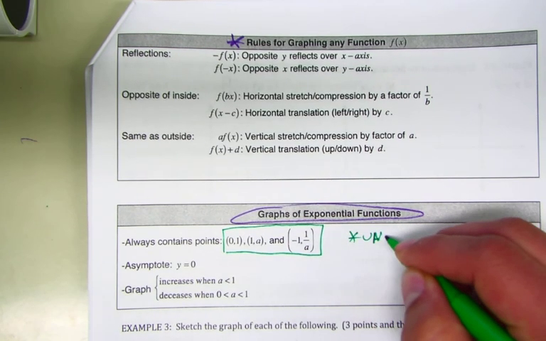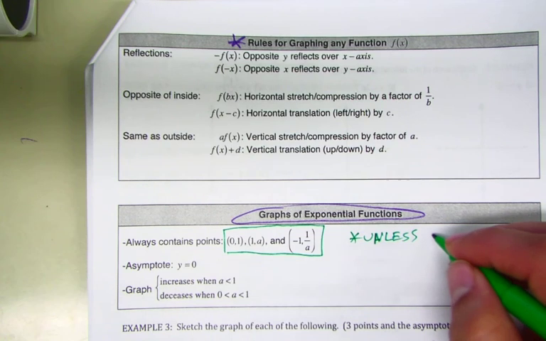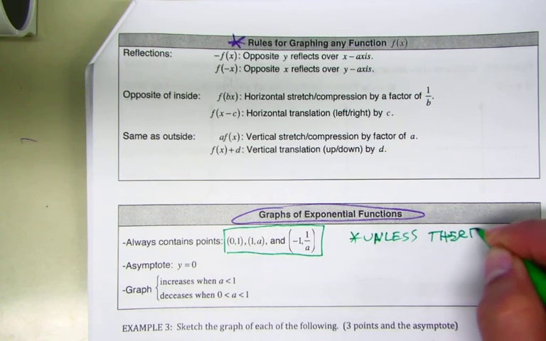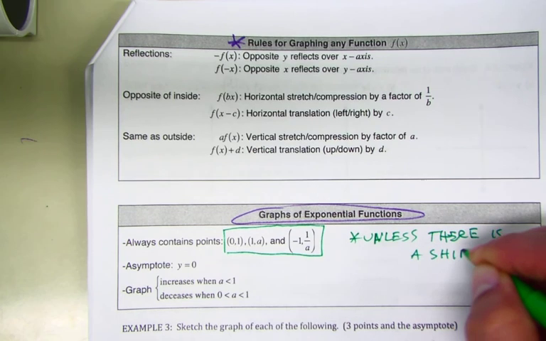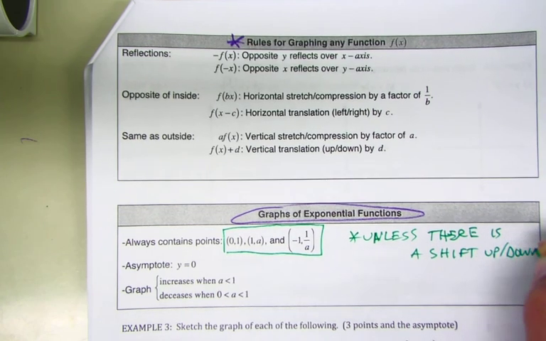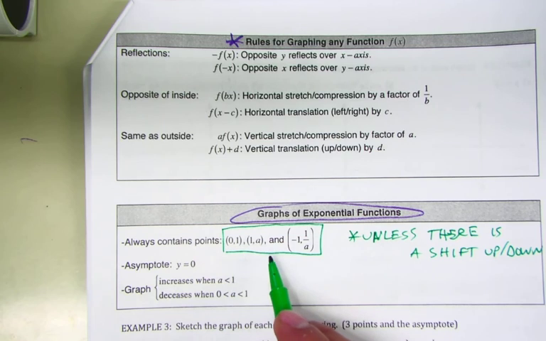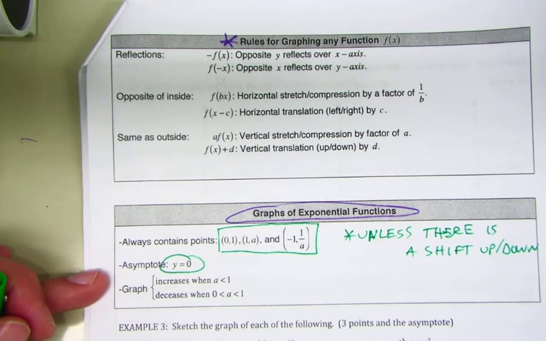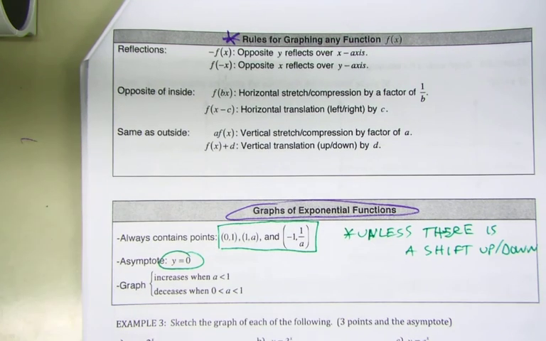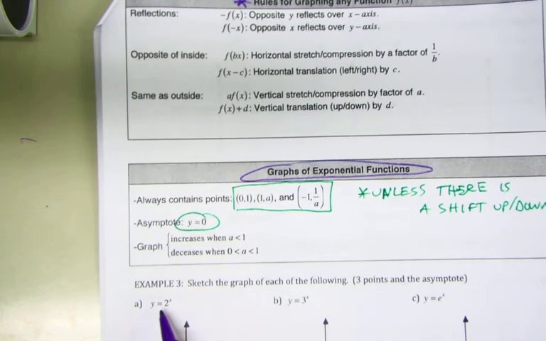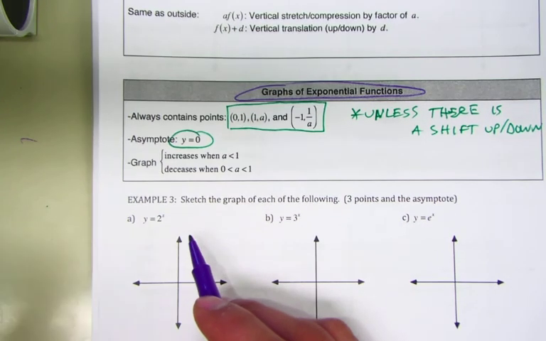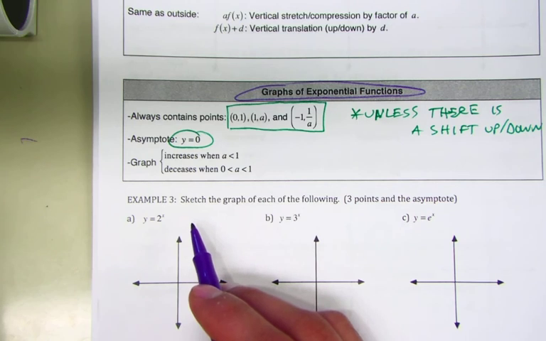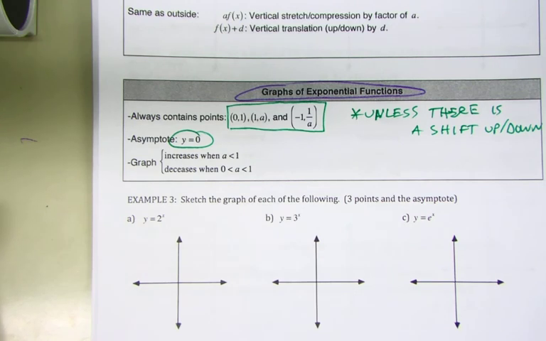Unless there's a shift up or down, these 3 points will always be on your graph for every single exponential graph. And this is always your asymptote, unless there's a shift up or down. I'm just going to go ahead and get right into it here. If I just do this graph by hand, you'll kind of see what I'm talking about. Now, we'll have the calculator available, so you could always use that to double check.